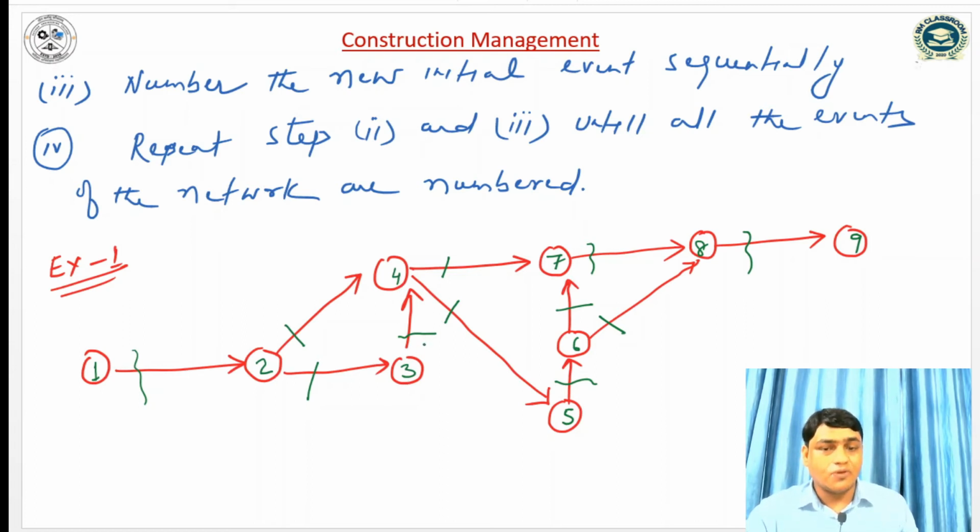Once again I have removed the arrow, so I can number. There are two possibilities, whether I number this event as 5 or this event as 5. But if I number this event as 5, an incoming arrow is coming, so it can't be 5. So this will be event 5, and once again I have removed the arrow, so it will be 6, and once again I remove, then it will be 7, 8, 9. So this is the way to number the network diagram.